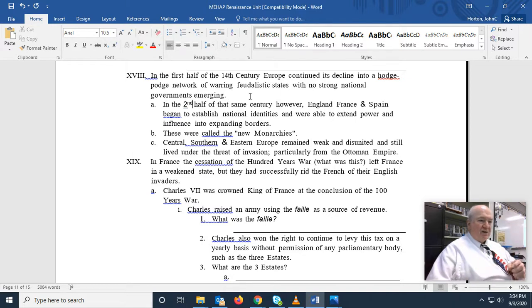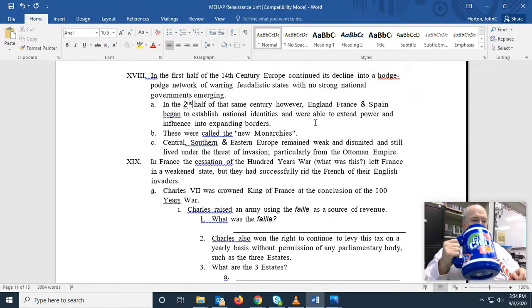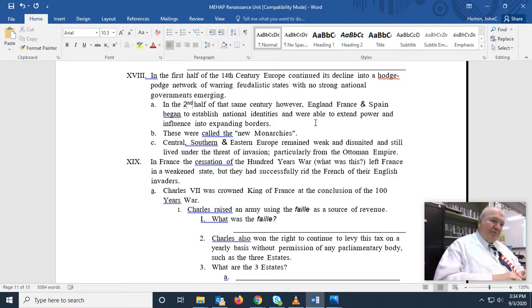Central, Southern, and Eastern Europe remained weak and disunited and still lived under the constant threat of invasion, particularly from the Ottoman Turks.